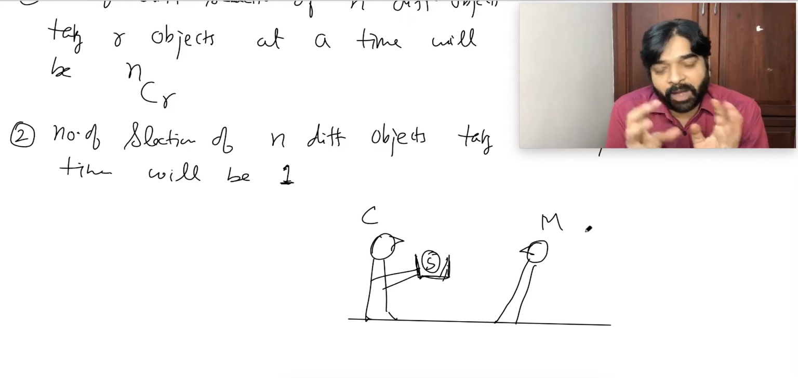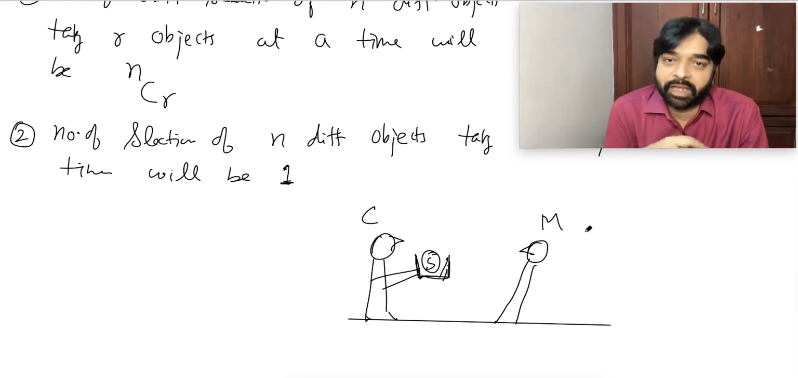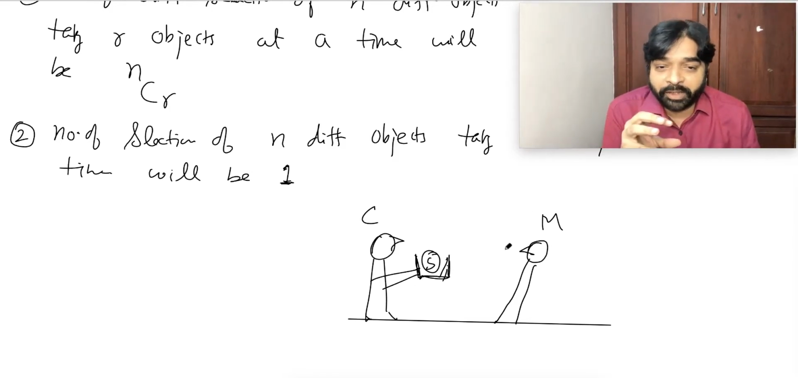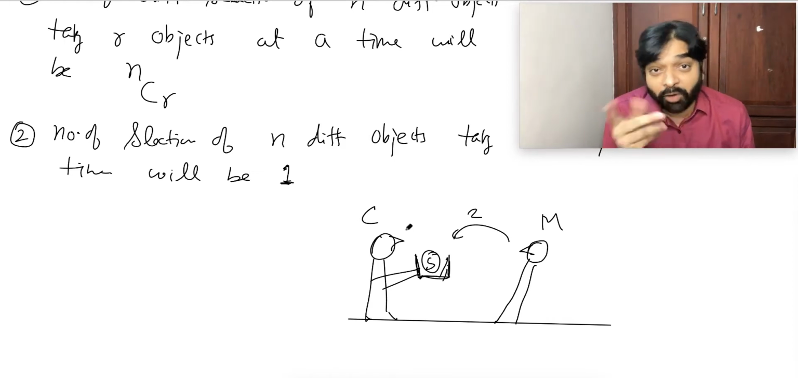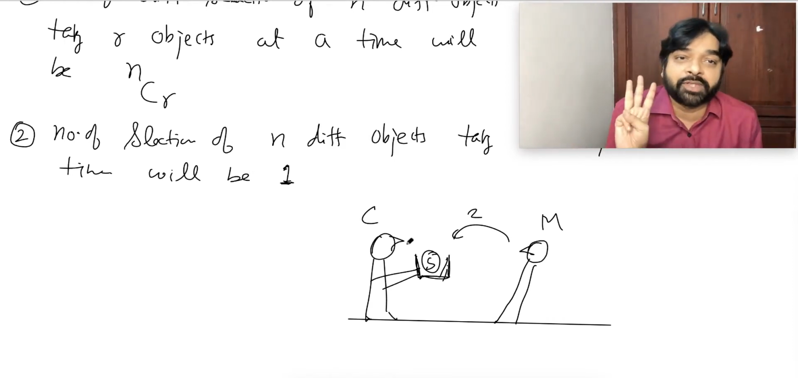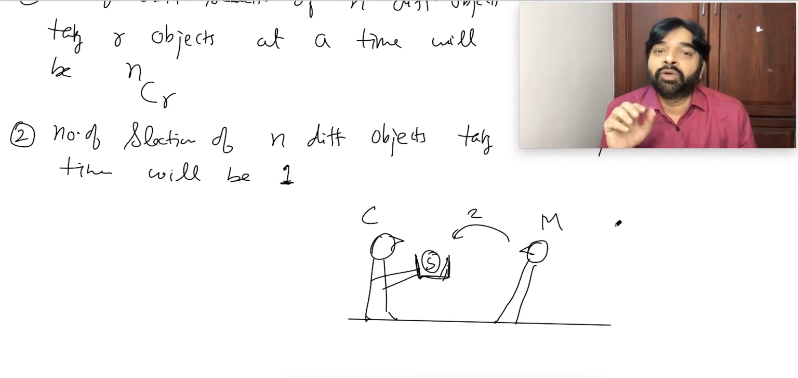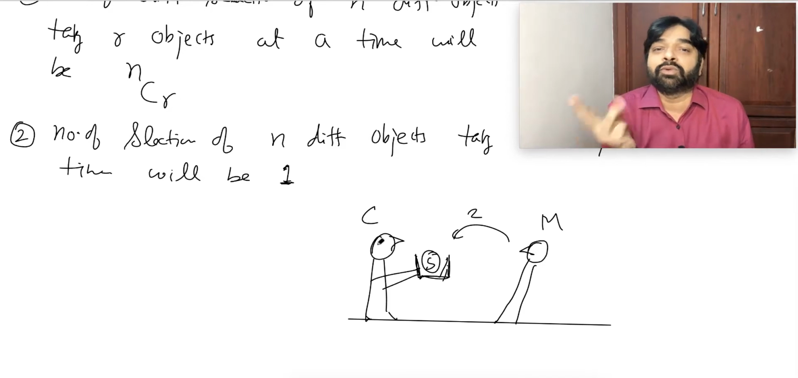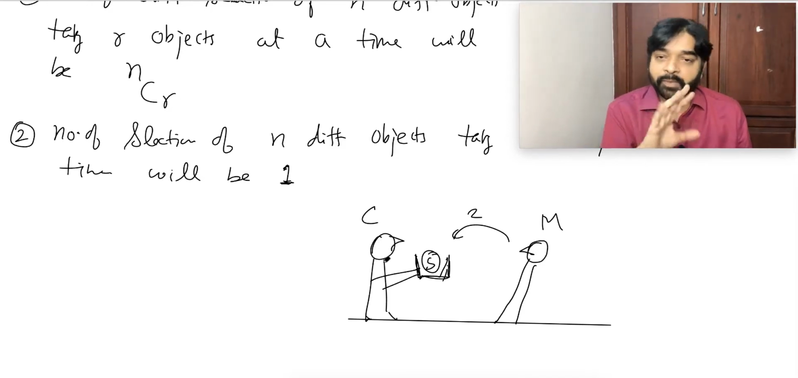If one person does a selection, automatically the other person is also doing a selection. If Manku did a 2 object selection, automatically Chanku, without doing anything, selected 3 objects. Yes or no? So the selection of 2 objects by Manku is equivalent to the selection of 3 objects by Chanku.